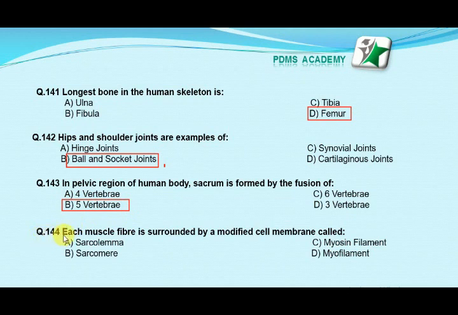Our next MCQ is: each muscle fiber is surrounded by a modified cell membrane called. Option A, sarcolemma. Option B, sarcomere. Option C, myosin filament. Option D, myofilament. Our correct answer is A, sarcolemma.